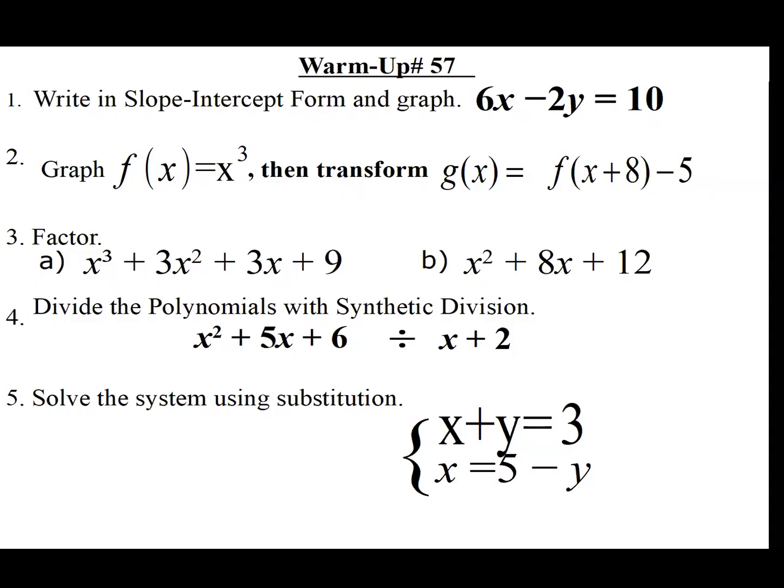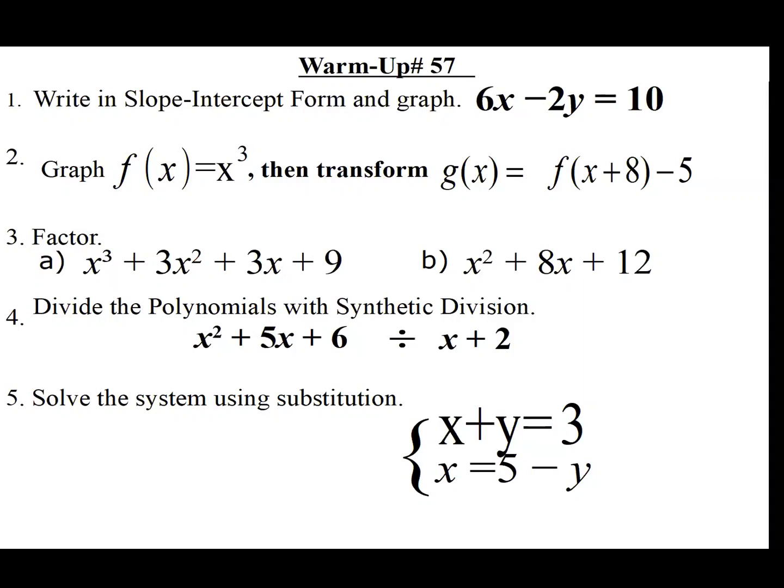So warm up number 57 is on your screen, and it reads, number one, write in slope intercept form and graph 6x minus 2y equals 10. Number two, graph f of x equals x cubed, then transform using g of x equals f of (x plus 8) minus 5. Number three, factor. Part A is x cubed plus 3x squared plus 3x plus 9. And B is x squared plus 8x plus 12.